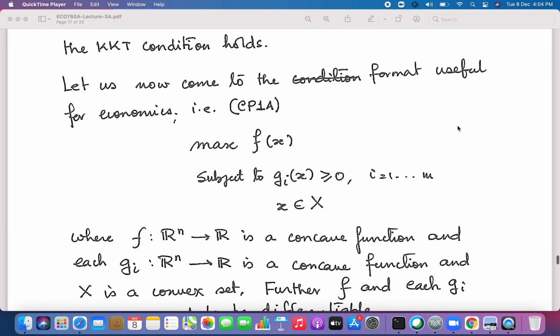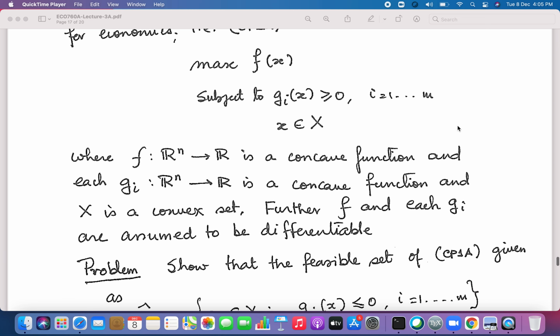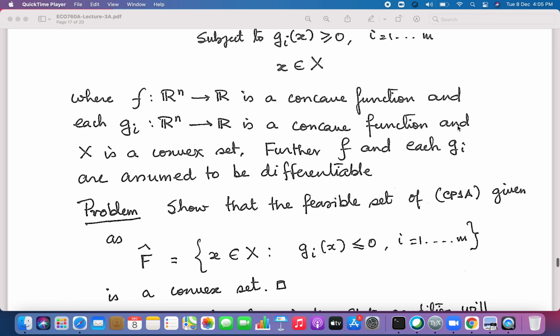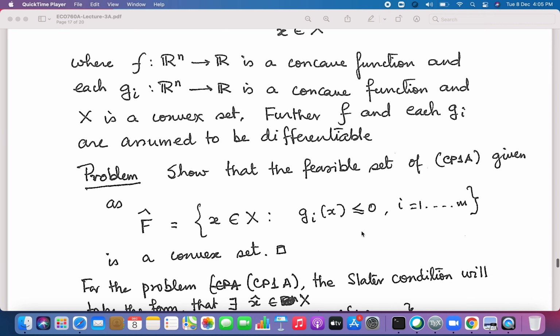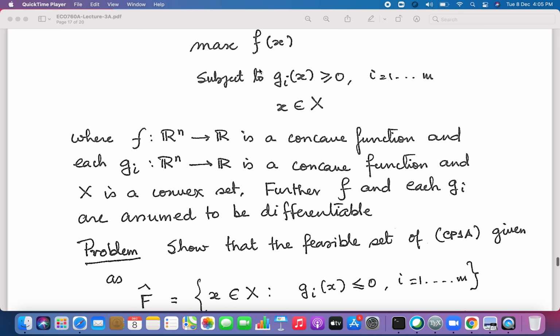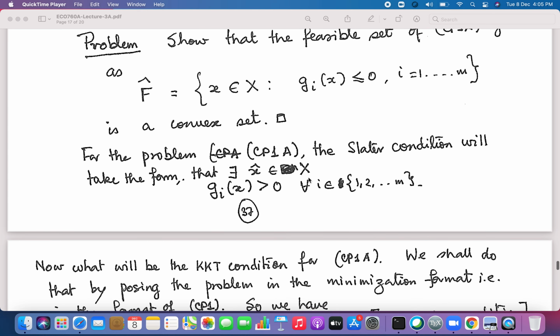Now I come to the max problem, which I mark as CP1A, because this problem is what economists would be very interested in, where f is a concave function. In many cases it is just a utility function, subject to g_i(x) greater than or equal to 0, where g_i is a concave function and X is again the same, maybe a closed convex set, and we assume the functions to be differentiable. The problem that I have asked you is to show that g_i(x) greater than or equal to 0 is a convex set. That is, the feasible set of CP1A is convex.